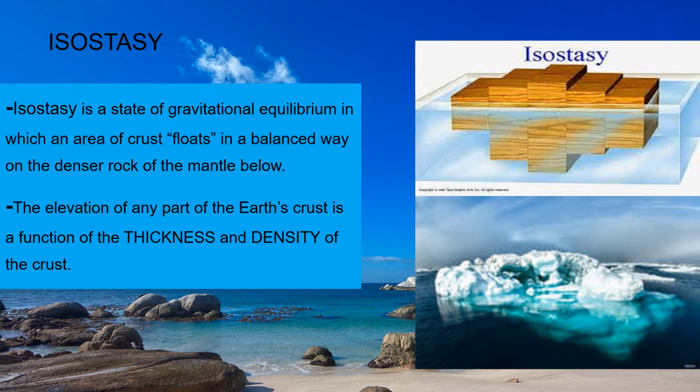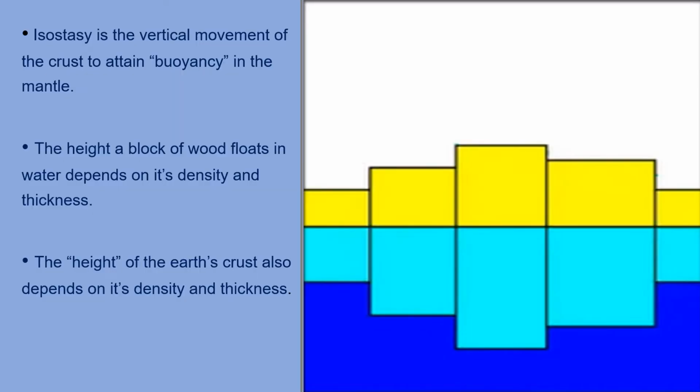There is a container there, and the container is filled with water. That water represents what is known as the mantle. So there is a brown object inside there. That brown object is floating on the water because the object there is less dense than the water inside the container.